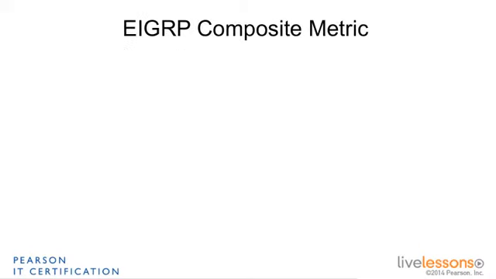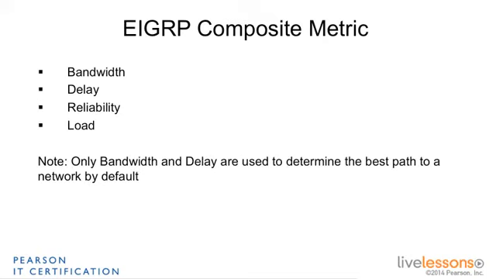The EIGRP composite metric is based off of four different factors. The first one is bandwidth, the second is delay, the third one is reliability, and finally, the load. It is worth noting that only bandwidth and delay are used to determine the best path to a network by default.